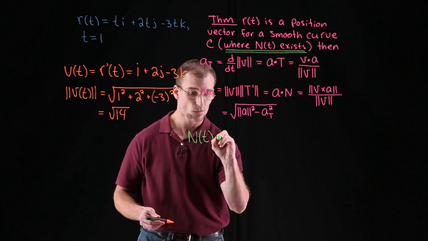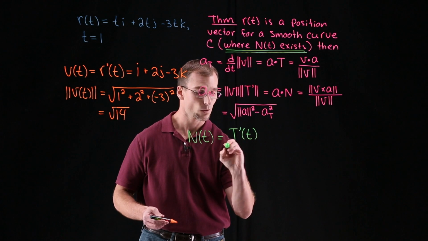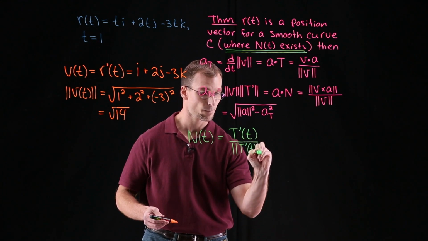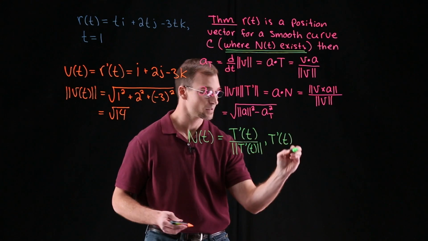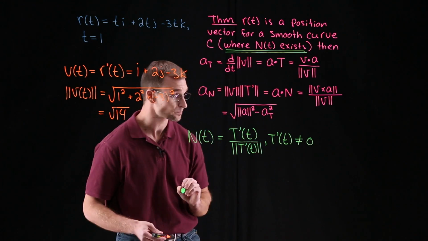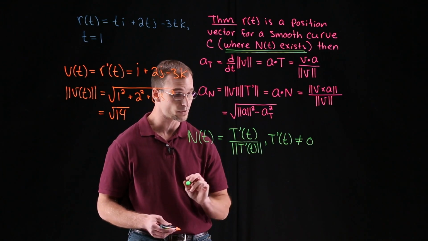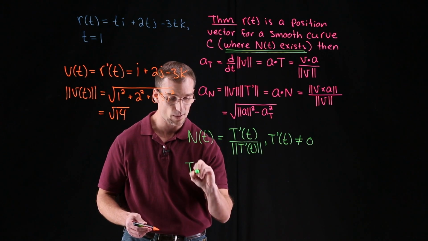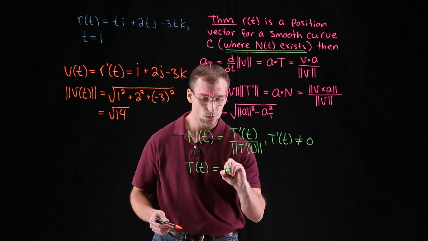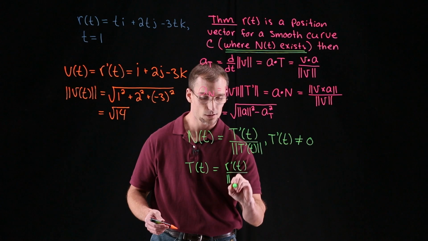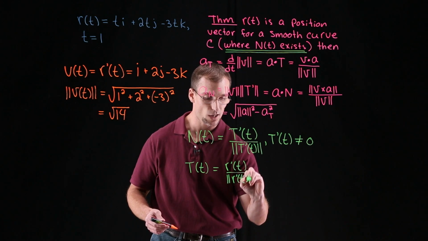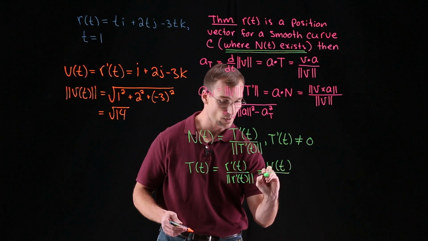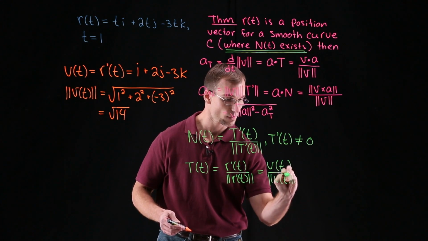Our unit normal vector is equal to the derivative with respect to t of our tangent vector divided by the magnitude of T prime of t, provided that T prime of t is not equal to 0, which makes sense, because if T prime of t was equal to 0, the magnitude would be 0, and we'd be dividing by 0 and get something undefined. But that's the thing we have to take a look at. Remember that the tangent vector T is equal to r prime of t divided by the magnitude of r prime of t, which is just the velocity v of t divided by the magnitude of the velocity.